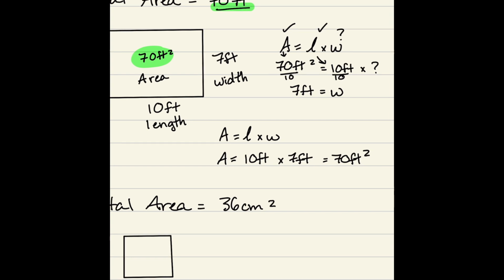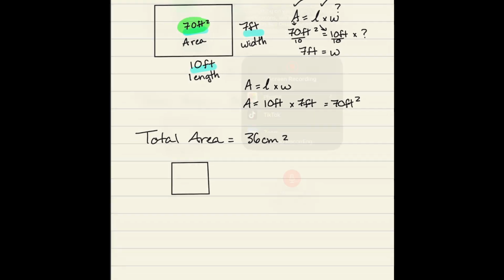So once again, just to reiterate, we're taking our area and dividing it by one of the sides. Depending on which side you're given, you could divide by either side. In this case, we were given 70 and we divided by 10. But if you were given 70, you could also divide it by 7 to get 10. And that gave us our other side.